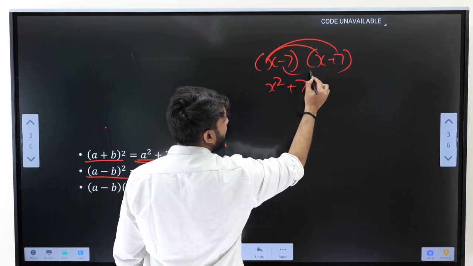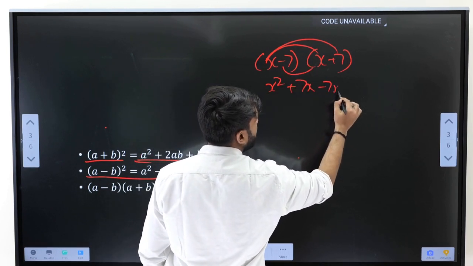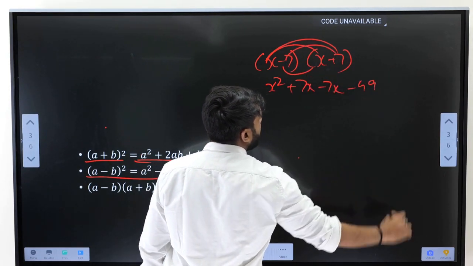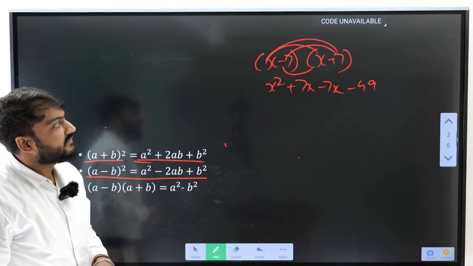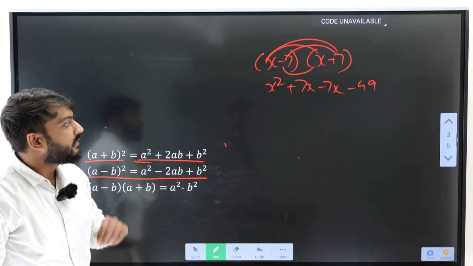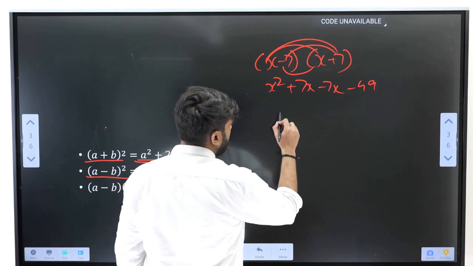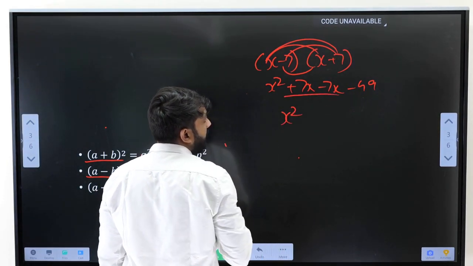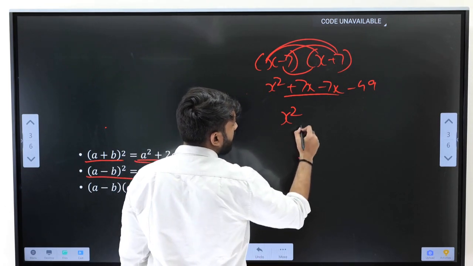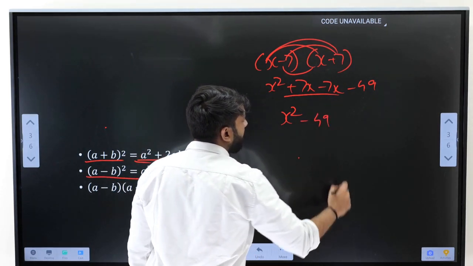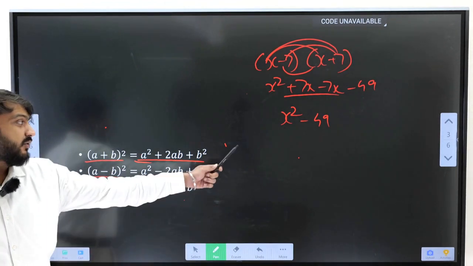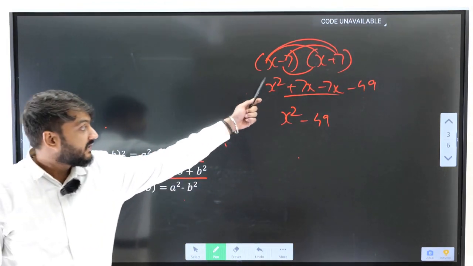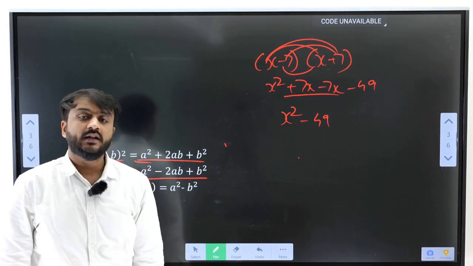x into 7 gives me a positive 7x because both the numbers are positive here. Now, negative 7 into x gives me a negative 7x. And then negative 7 into positive 7 gives me a negative 49, because one 7 is positive and one 7 is negative. So I get a 49 but with a negative sign. Right? So plus 7x minus 7x nullifies, they wash each other off. So you're left with x square minus 49, which is the square of a, x square, and the square of b, 7 square is 49, with a negative sign in between.